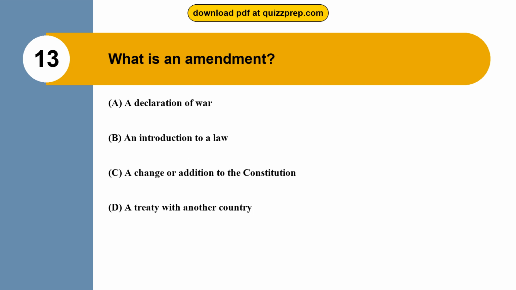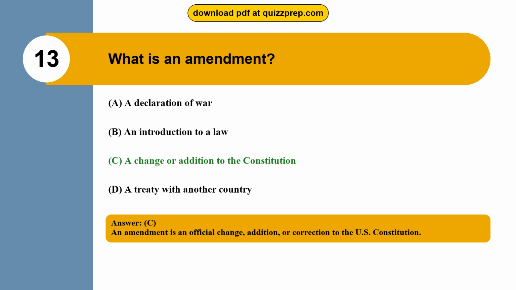Question 13. What is an amendment? Option A. A declaration of war. Option B. An introduction to a law. Option C. A change or addition to the Constitution. Option D. A treaty with another country. The correct answer is option C. A change or addition to the Constitution.